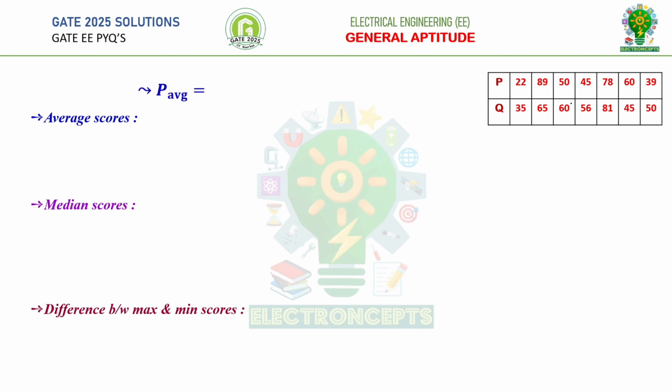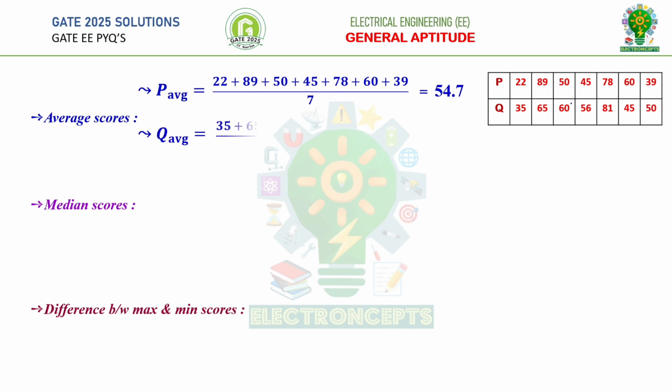Now, the average score of P. Average value is equal to the sum of observations divided by the number of observations. Therefore, the average score of P is equal to the sum of his scores divided by the total number of subjects, which is 7. Therefore, the average score of P is equal to 54.7. Similarly, let us calculate the average score of Q, which is equal to the sum of his scores divided by the total number of subjects, which is equal to 56.